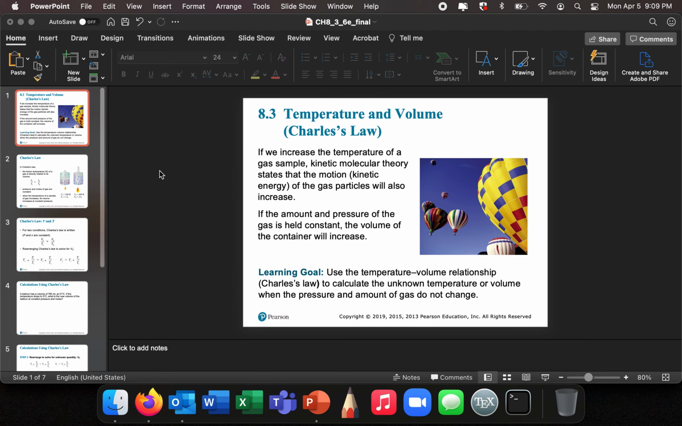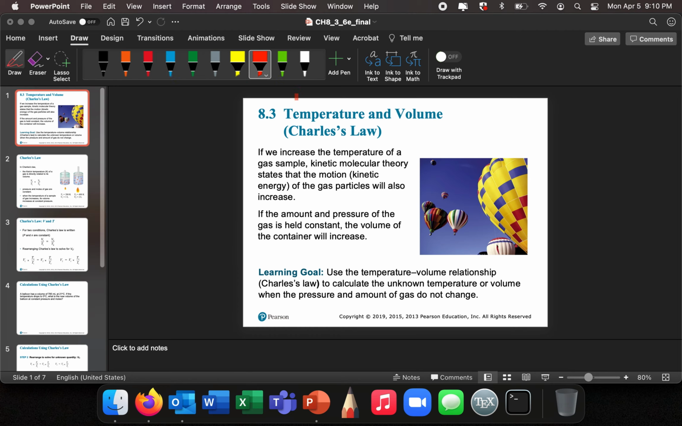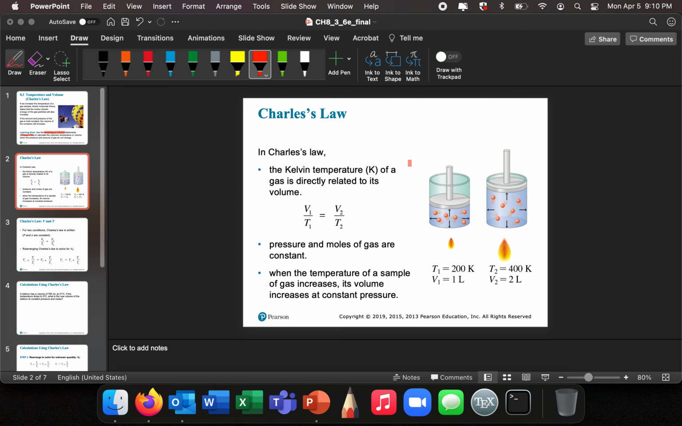Okay, so the next conversation I want to have with you about gases is Charles' law. We want to talk about the relationship between temperature and pressure. It's a lot like temperature and volume, and it's a lot like pressure and volume, except it's different, right? So it turns out, again, the goal for this section is to consider the temperature-volume relationship, which is called Charles' law. And it turns out these are related in a different way.